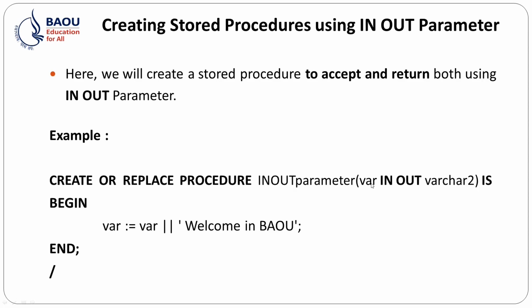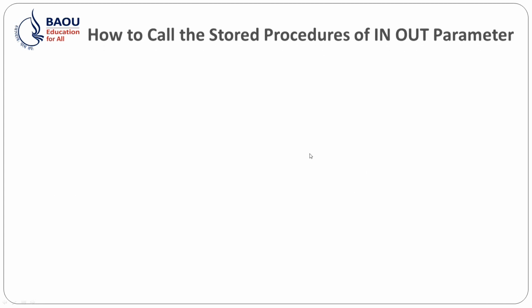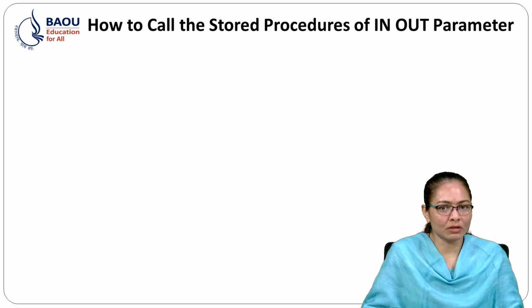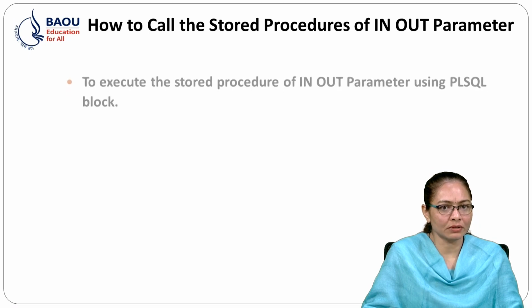Here, the where variable is accepting the value as well as returning the value. So, when we call the procedure in_out, we pass the value in a variable which is displayed here, and it will combine with the 'welcome in BAU' and then return to the calling function. Now, how to call the stored procedure of IN OUT?